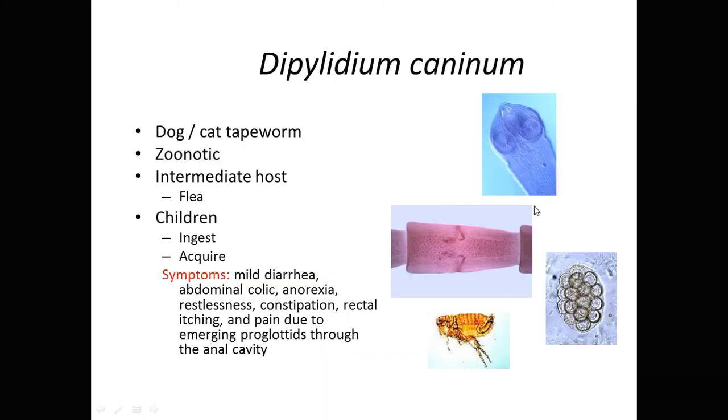Dipylidium caninum is the dog and cat tapeworm, and this is a zoonosis, and the intermediate host is a flea. Mainly children are infected when they accidentally ingest a flea, and then in the intestines a large worm develops, and infections can be asymptomatic, or there can be some GI symptoms.